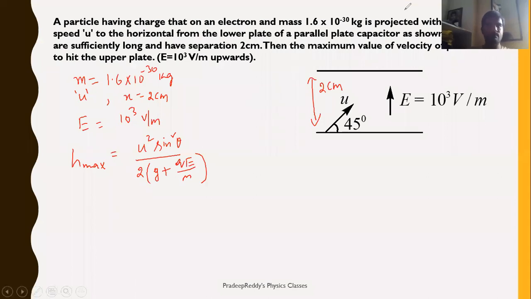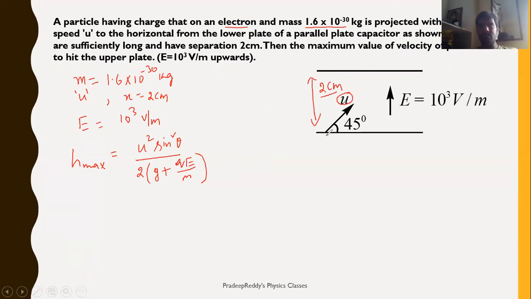Coming to the next problem, students, in this particular problem, there is an electron whose mass is given, which is projected with an initial velocity u as shown in this figure, and these are two parallel plates which are separated by a distance of 2 centimeter. Now the maximum value of velocity of the particle not to hit the upper plate, this u value you are supposed to calculate.